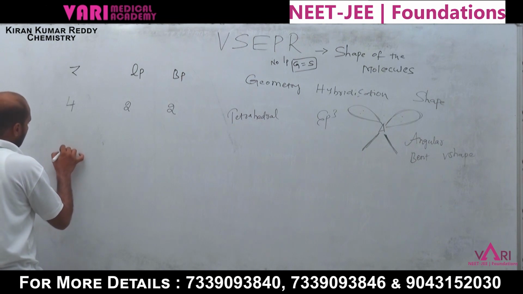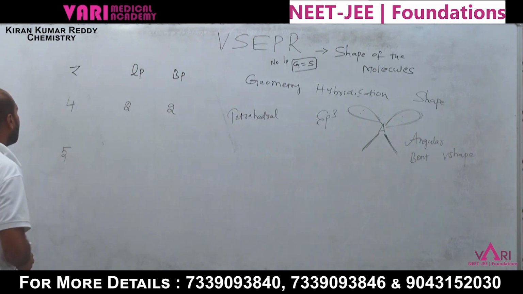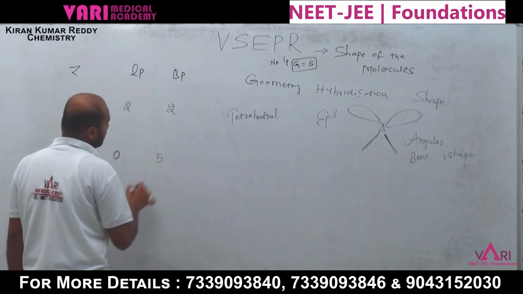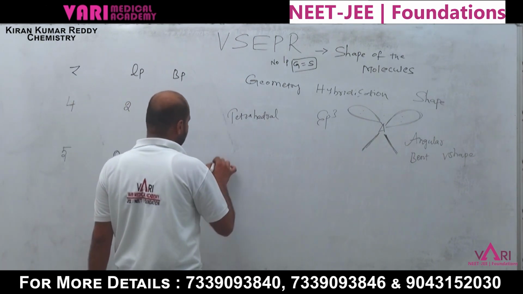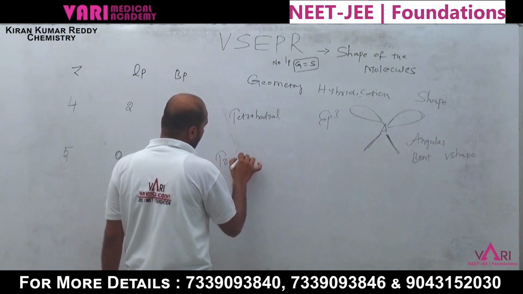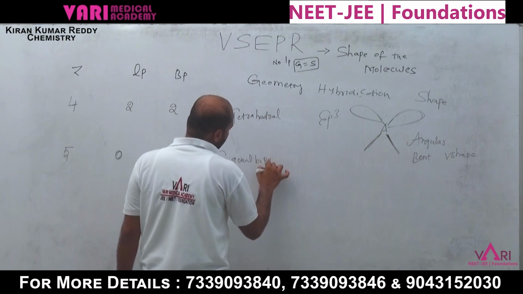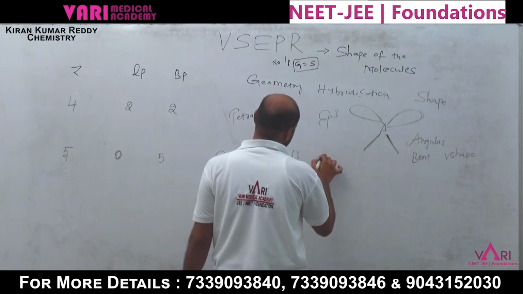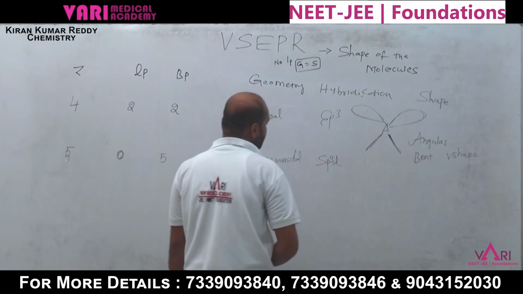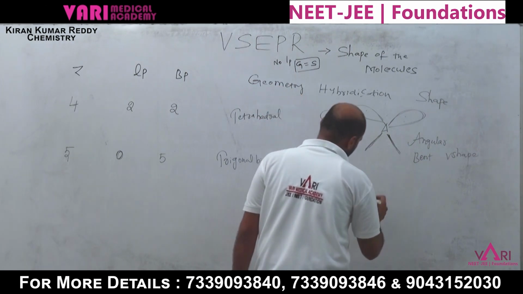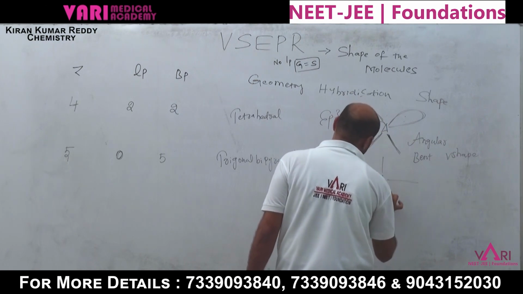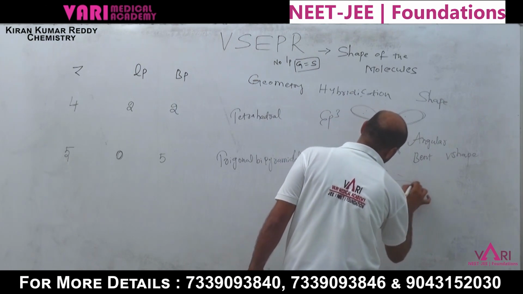If you take Z is equal to 5, that means sp3d hybridization. Lone pairs I am taking 0 and bond pairs I am taking 5. And what is the geometry? Trigonal bipyramidal geometry, and the hybridization is sp3d hybridization. Taking a molecule here, the shape is trigonal bipyramidal.